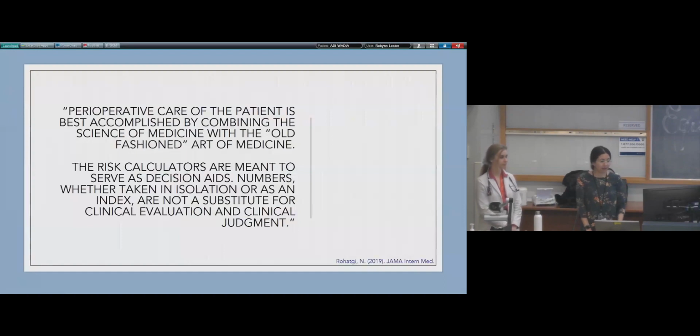So perioperative, this is a great quote from Rohaki, which just emphasizes that periop care of the patient is best accomplished by combining not only the science of medicine, but the old-fashioned art of medicine. We all are familiar with a lot of the risk stratification tools that we use in the perioperative setting, but keeping in mind it's a single data point in a combination of factors, and it should not be a substitute for our clinical judgment and evaluation.